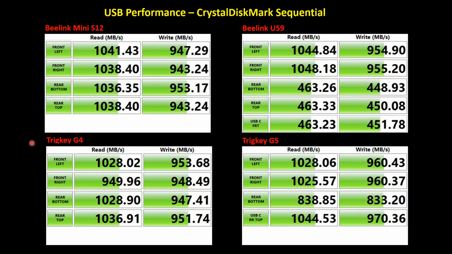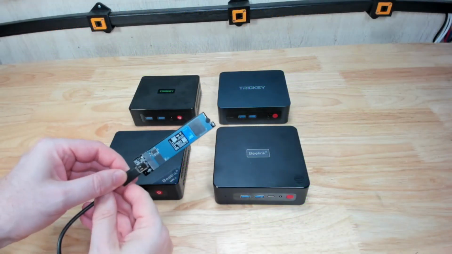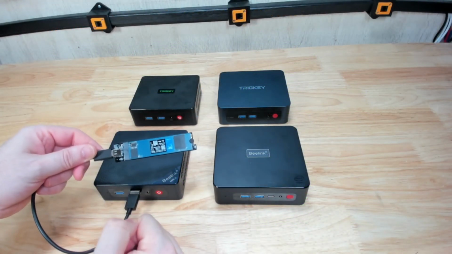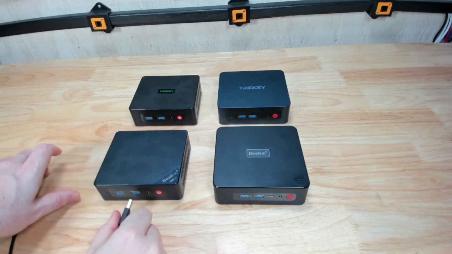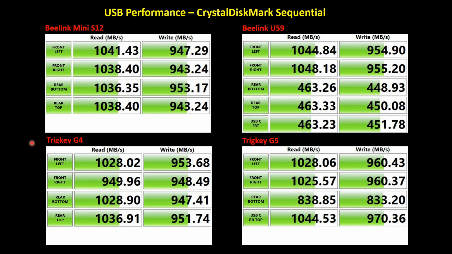I also took a USB to NVMe adapter and plugged it into each of the USB ports on each of the devices just to verify performance. Did a quick CrystalDiskMark of the sequential read and write speeds. You can see here on each of these devices, 1,000 megabytes per second. Basically, this confirms that these are at least 10 gigabit ports. Now you can see here on the Beelink U59, the rear bottom, rear top, and the USB-C front, these are 5 gigabit ports, although everything else is 10 gigabit.